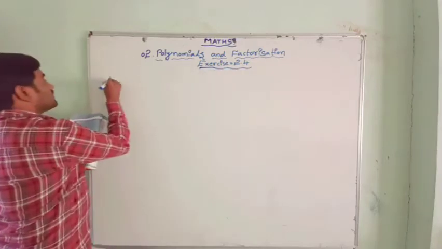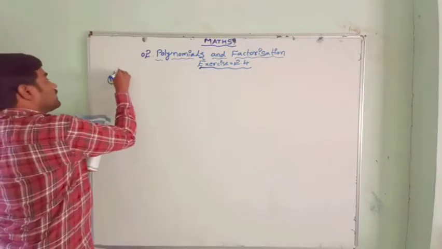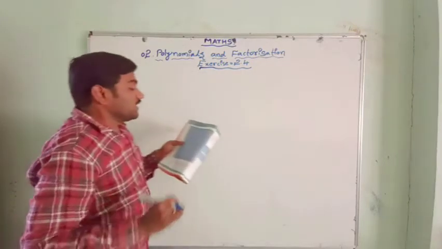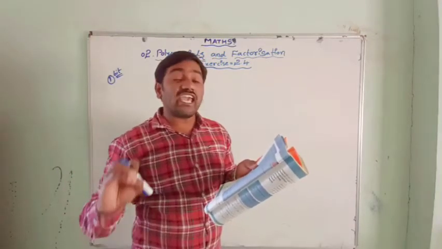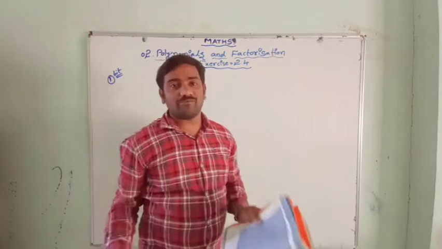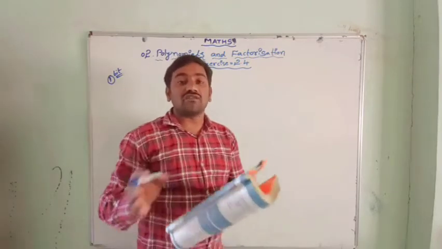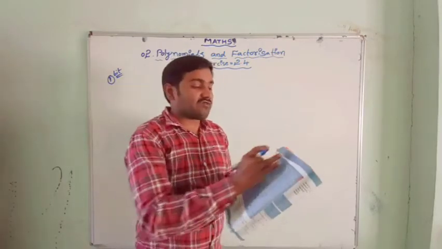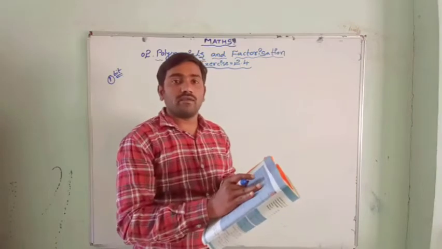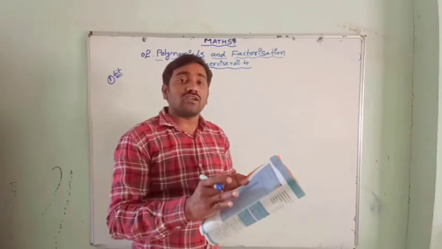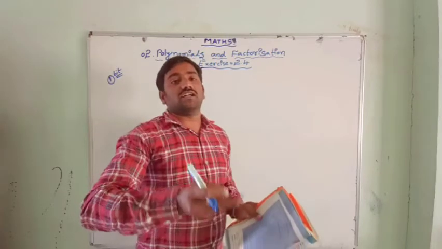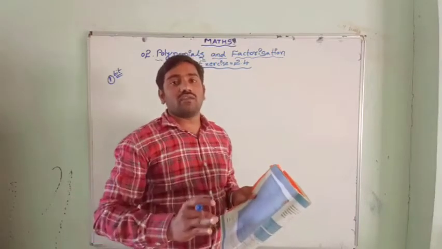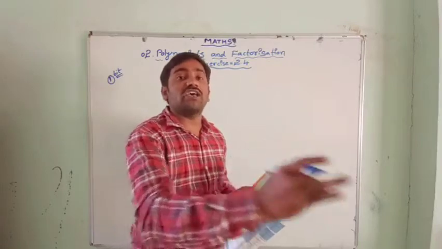The first bit question is: determine which of the following polynomials has x plus 1 as a factor. That means we have to check, there are 4 internal questions here in this bit. We have to check out of these 4 questions which of the polynomials have x plus 1 as a factor.